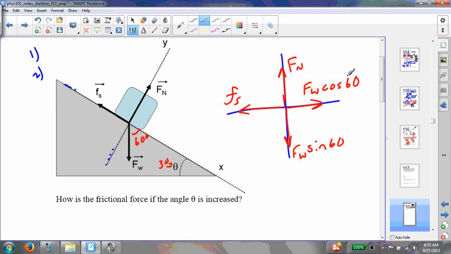Now I want to know what happens to the static frictional force if the angle theta is increased. So if this angle is increased, that means that this angle actually decreases. If this goes above 30 degrees, then that angle decreases. And the cosine of an angle as it's decreased is going to also decrease. So I know that the static frictional force, all right, let me rewrite this in just a moment.